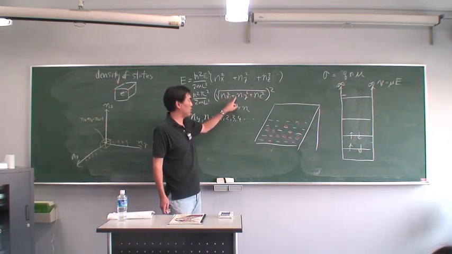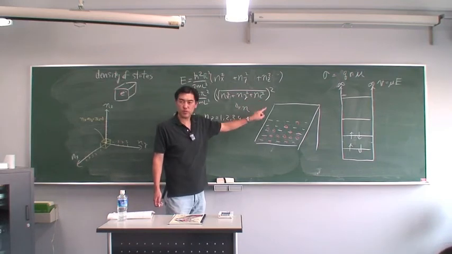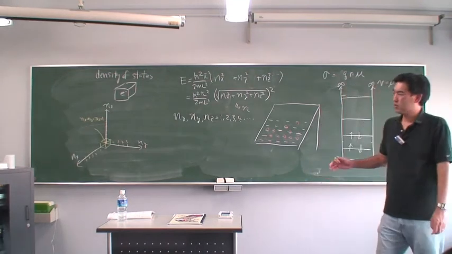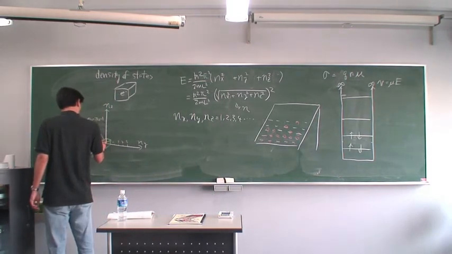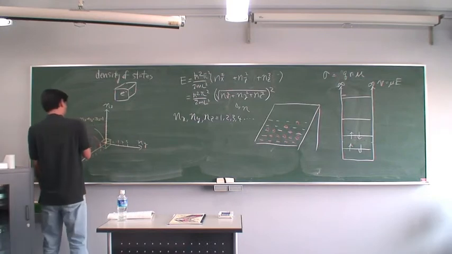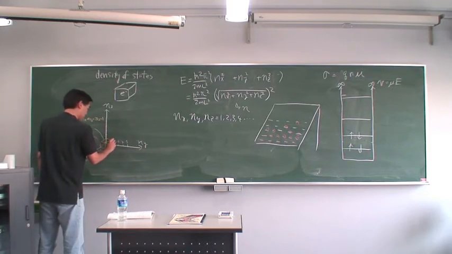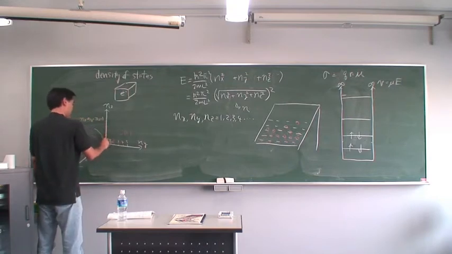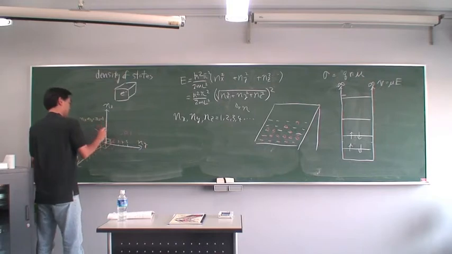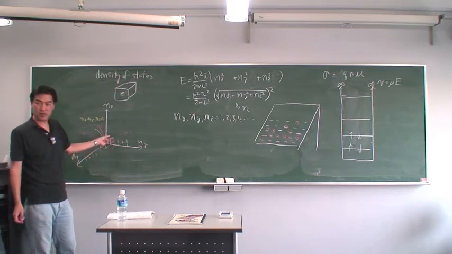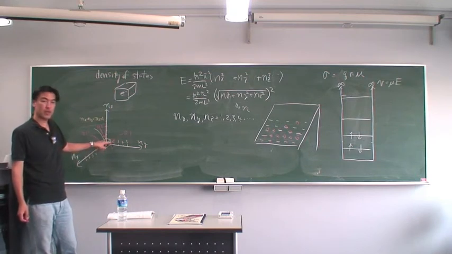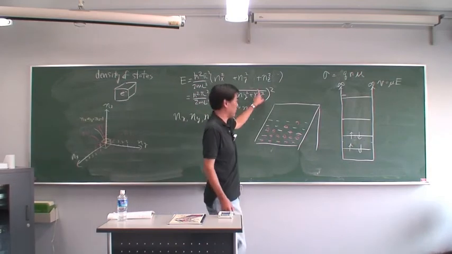2, 1, 1 is the same energy as 1, 2, 1, which is the same energy as 1, 1, 2, right? But it's all about the distance from the origin. The distance from the origin to the point is energy. It's clear from here.